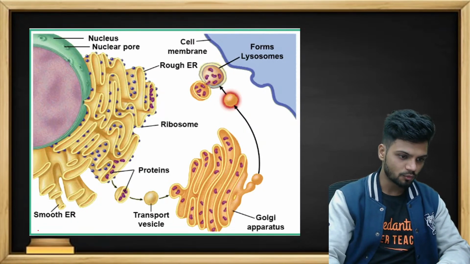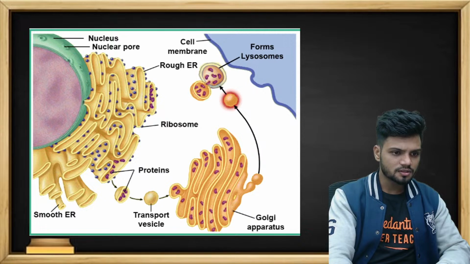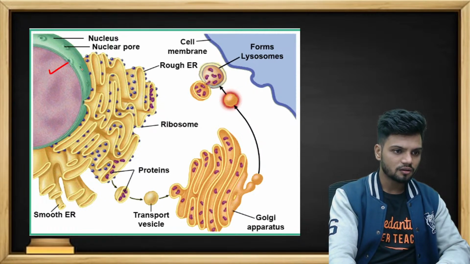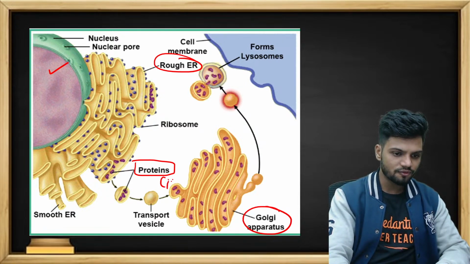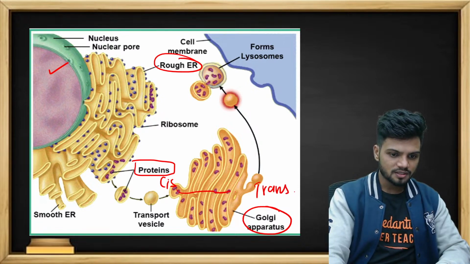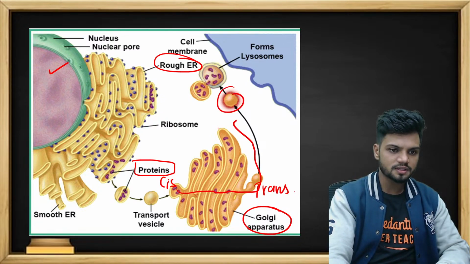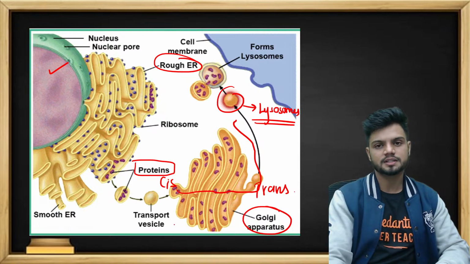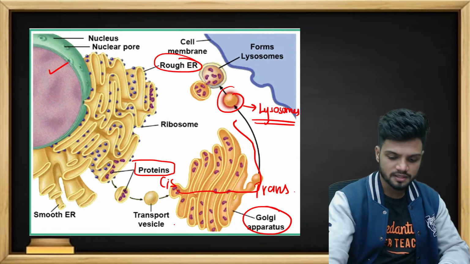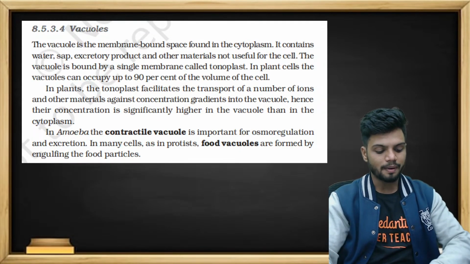See here, this is what we learned. This is the nucleus. Here we have the rough ER. The product is a protein. Packaging is done by the Golgi body. This is the cis face. This is the trans face. Packaging is coming out, the product is here. One of the products is nothing but lysosomes. Lysosomes are one of the products of the Golgi complex, packaging material.